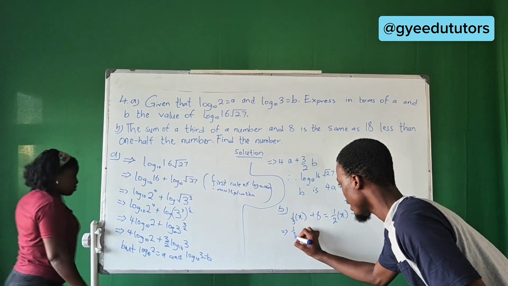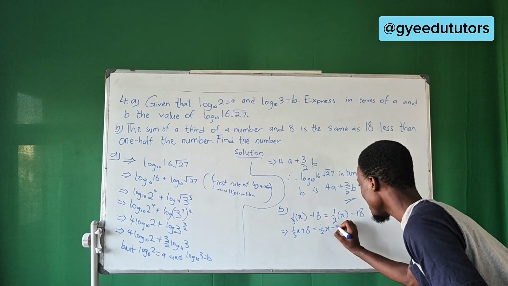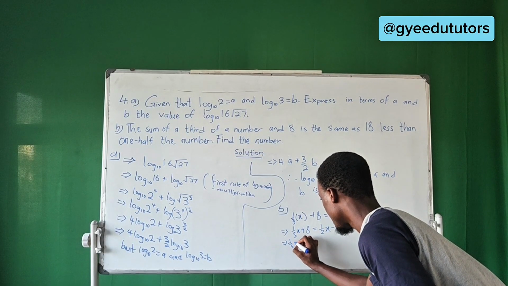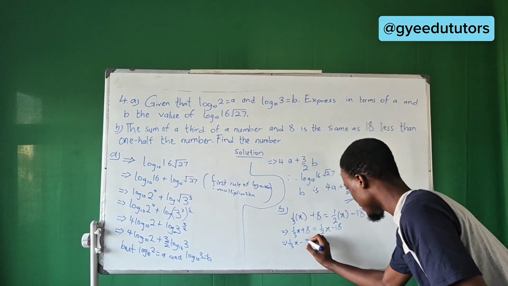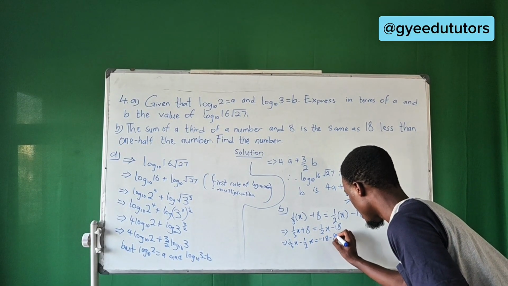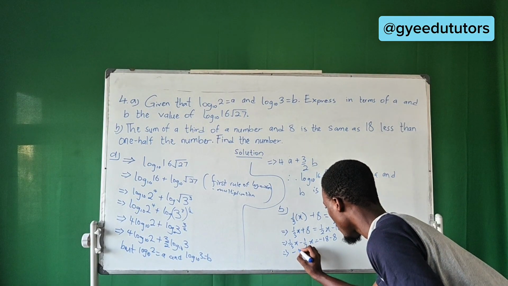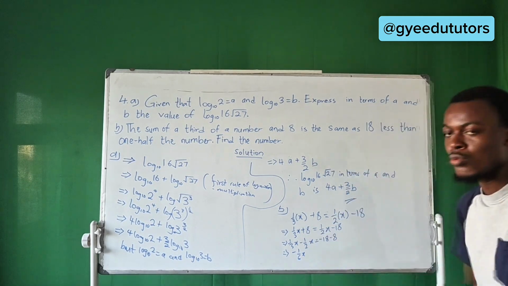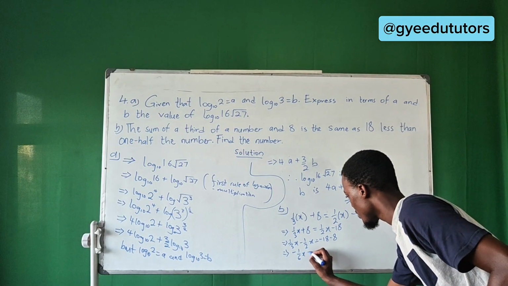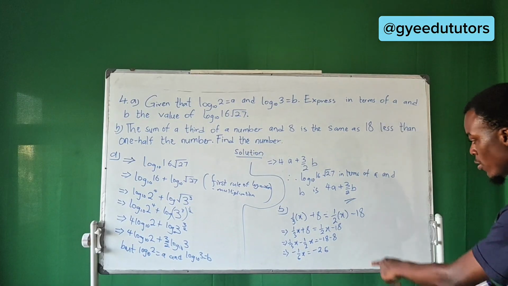So now when you get to this side, we have 1/3 x plus 8, which is equal to half x minus 18. So now we group like terms. We have 1/3 x minus half x, which is equal to minus 18 minus 8. If you subtract this, you're going to get minus 1/6 x. You can find the LCM to get minus 1/6 x. And here, minus 18 minus 8 is minus 26.